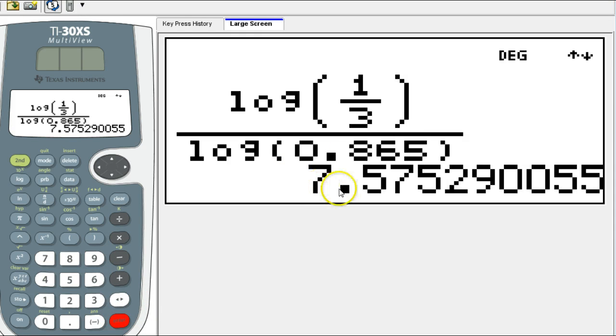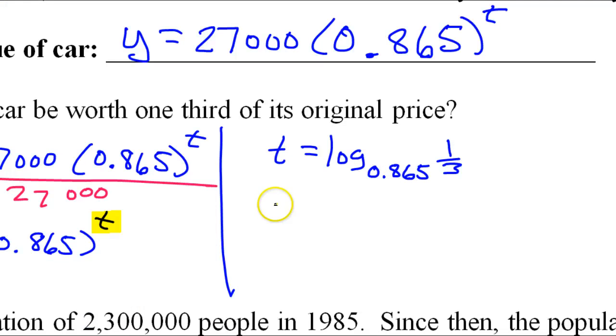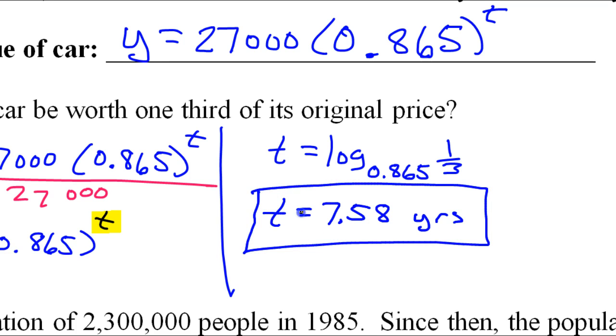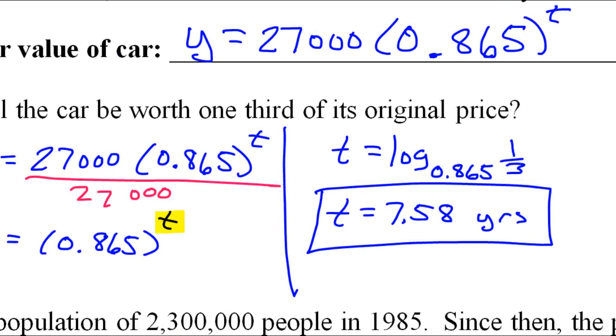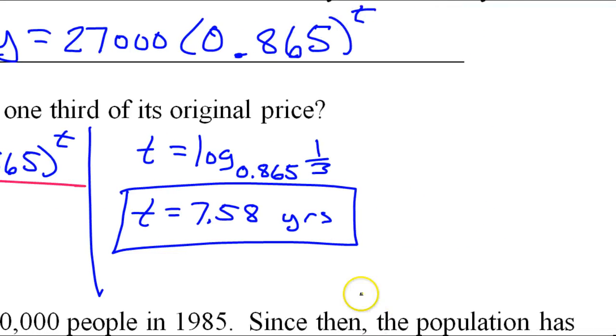Alright, so that is 7.58. Got to round up. Okay, so we're talking about years. So that is the answer to the question, when will the car be worth 1/3 of its original price? That'll be a little over 7.5 years after you bought it.